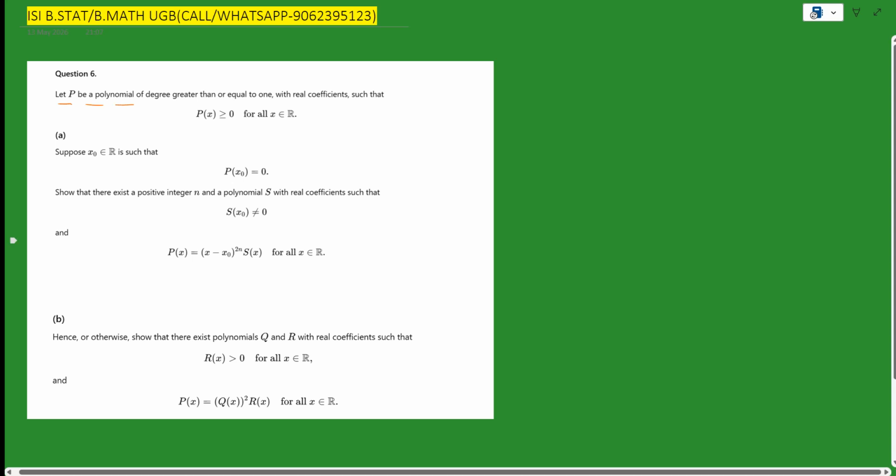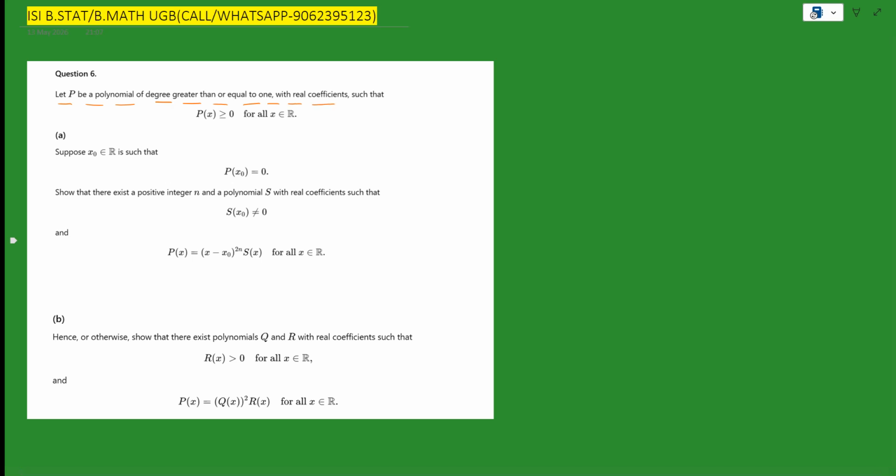Let P be a polynomial of degree greater than or equal to 1 with real coefficients such that P of x greater than or equal to 0 for all x belongs to R. Question number A is, suppose x0 belongs to R such that P of x0 is 0. Then show that there exists a positive integer n and a polynomial S with real coefficients such that S of x0 not equals to 0 and P of x is equal to (x minus x0) to the power 2n into S of x for all x belongs to R.